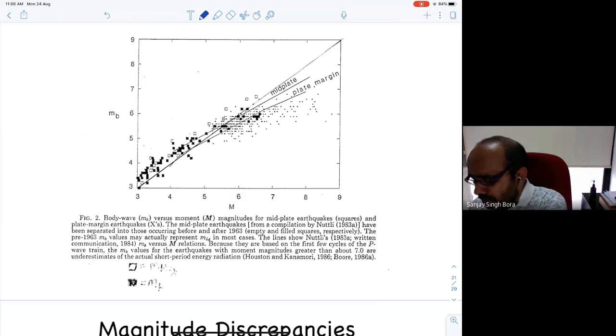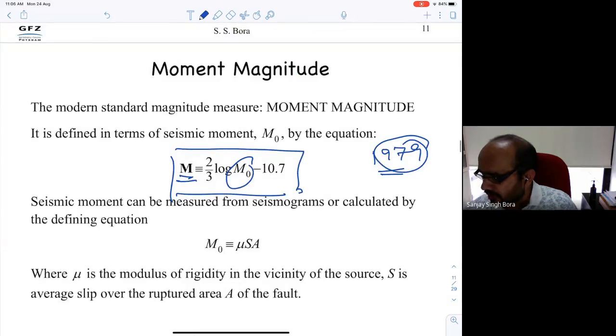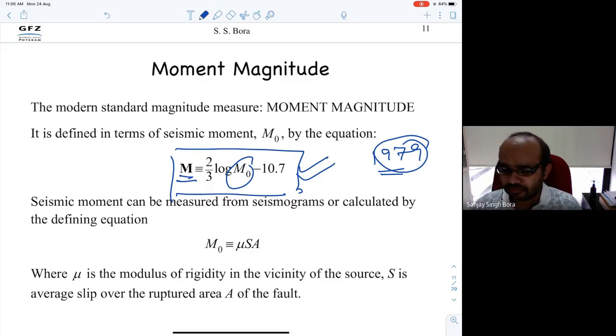And when I was preparing for today's lecture, I found one interesting research problem with this relationship, Hanks and Kanamori, this relationship. It is a very, very often used relationship in seismology between seismic moment and earthquake magnitude. But I'm sure that there is some problem. And this we will discuss in tomorrow's class.